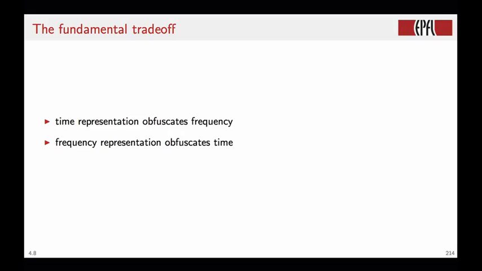So the time representation completely obfuscates the frequency content. So we know the timing, but we don't know the content. The frequency representation obfuscates the time information. So we know the frequencies, but we don't know when they happen.